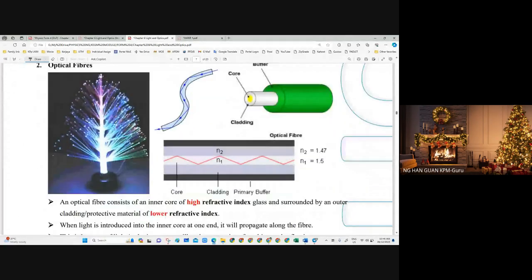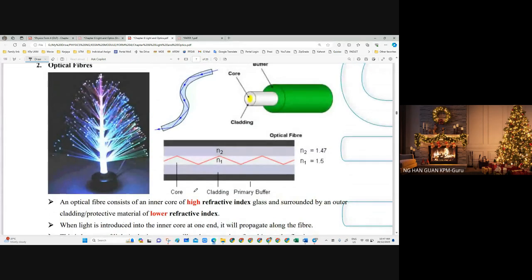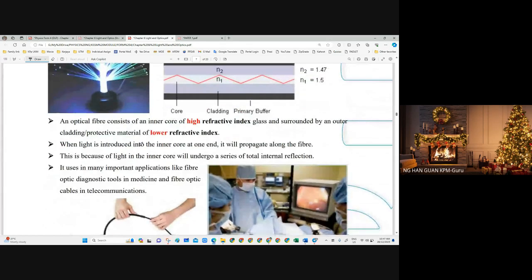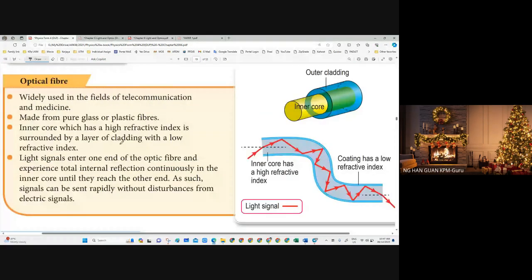And then the last one, the most important application of total internal reflection, is the optical fibers. I think for this one I will stop here first. I will discuss a little bit more on this before I continue with 6.3 Lenses. So I think that's all for today. For optical fiber, try to read whatever notes are given in the module first before I further discuss, and also in the textbook regarding optical fiber. So try to read first.